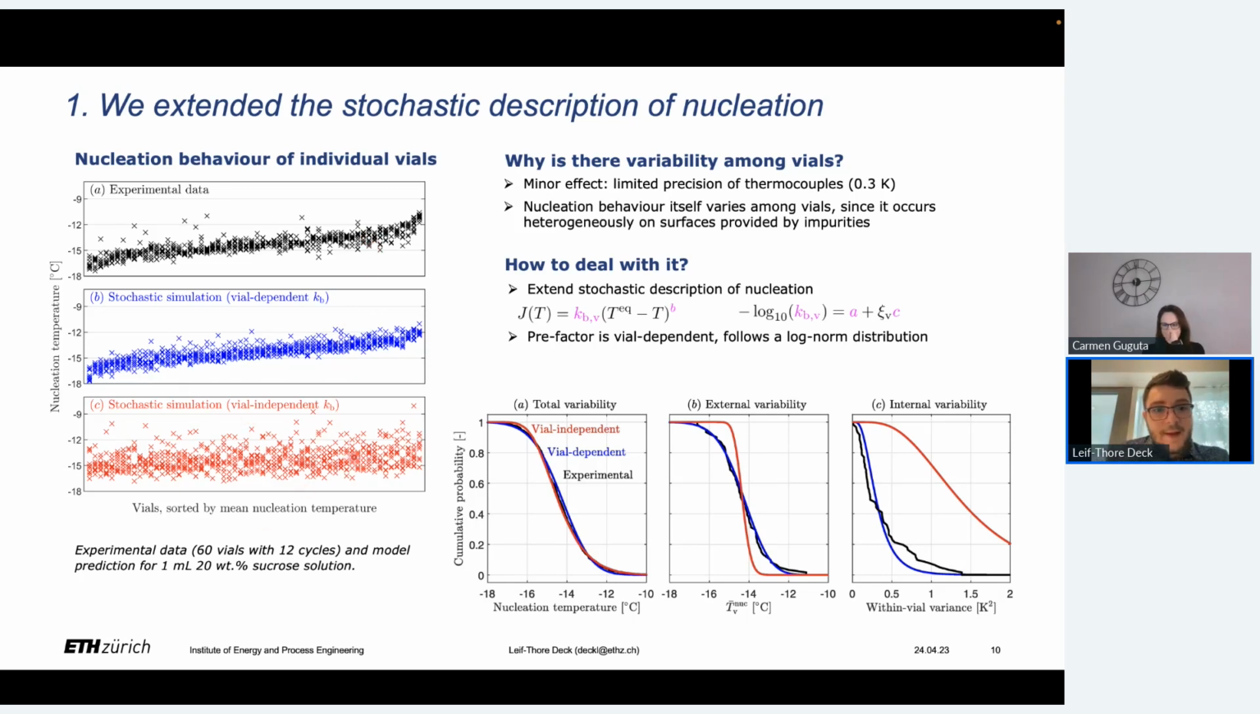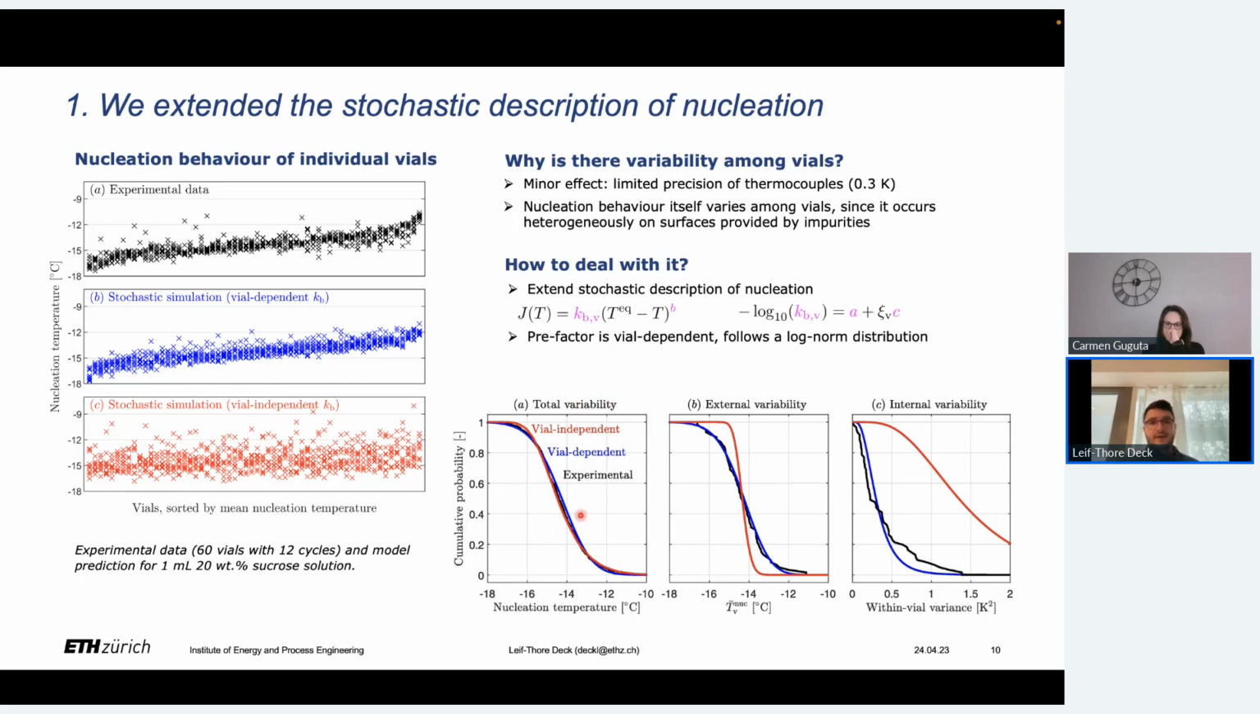The reason is that in the vial independent model, we do not manage to distinguish between a difference between vials and a difference within vials. So we have very broad distributions for every vial, but basically all the vials are the same, which is not the case if we introduce this vial dependency. We can quantify this by looking at different statistical quantities. The first one is the total variability. This is the one that we have already seen on the slide before. And we see that both models fit very well the experimental behavior.